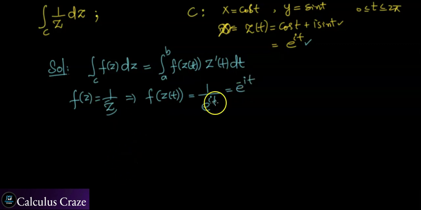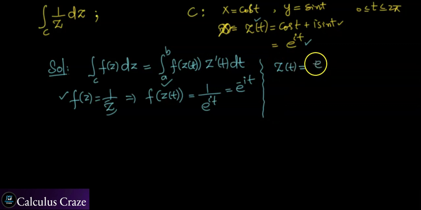And then I can substitute the value of f of z of t and the derivative of z of t. So I need to calculate the derivative of z of t. So you know that z of t is e to the iota t. So when I differentiate, I get iota times e to the iota t. Now I can substitute these values into the formula, and I'll solve my integral.